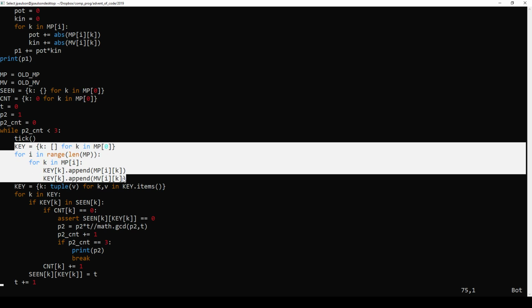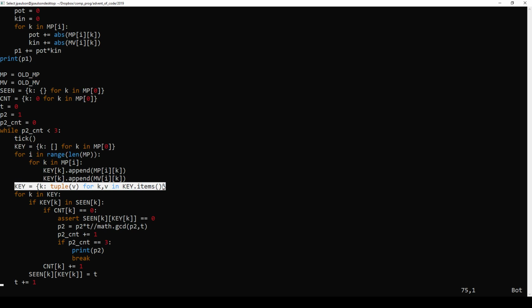So figure out what our current position and velocity is in each axis. This is the thing that we are looking for a repeat in. This is just so it's hashable. It's a Python detail. And then across each axis, x, y, z, if we've already seen it, then check that it always repeats from 0. I don't actually know why this should be true, that it repeats the starting position instead of some later position.